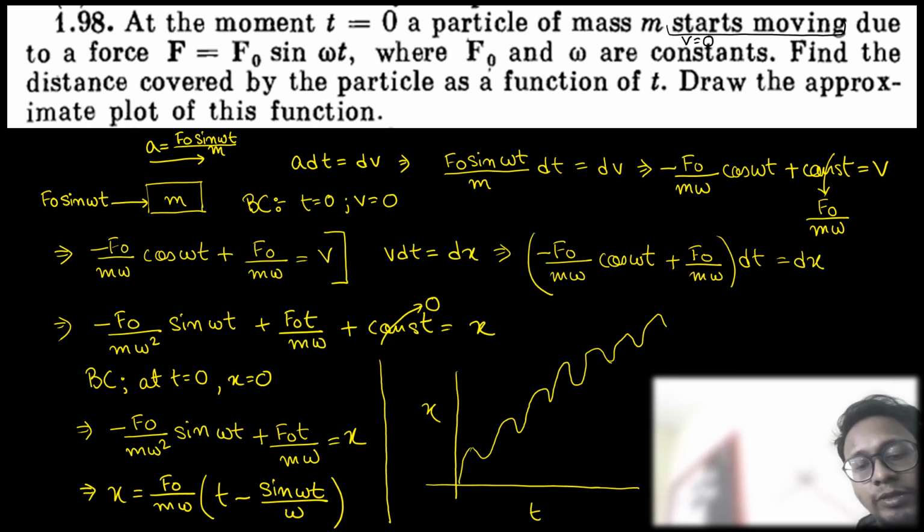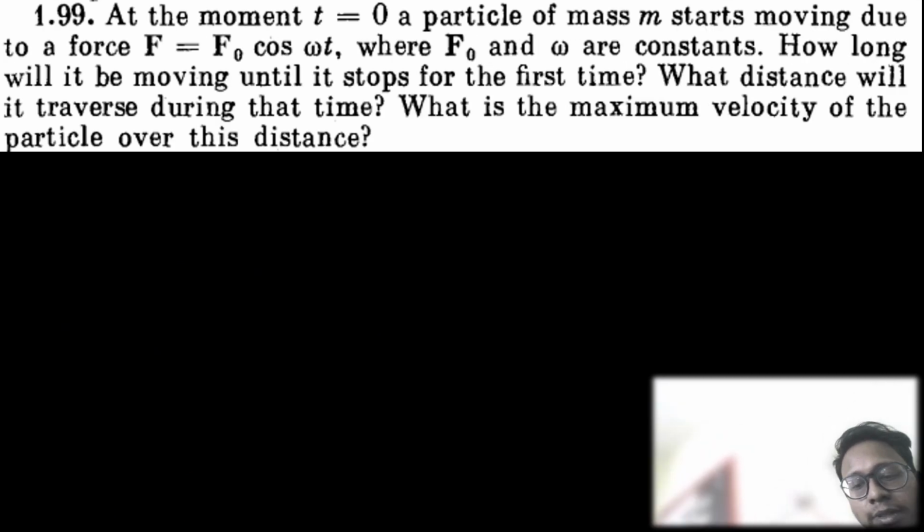Okay, so the resultant graph of this x versus t will somewhat look like this. In this question, there is a particle of mass m. The force being applied is F naught cos omega t. How long will it be moving until it stops for the first time? So when does a particle stop? The particle stops when v is equal to 0.